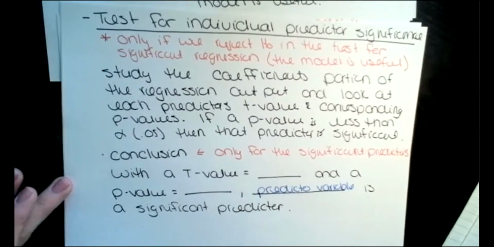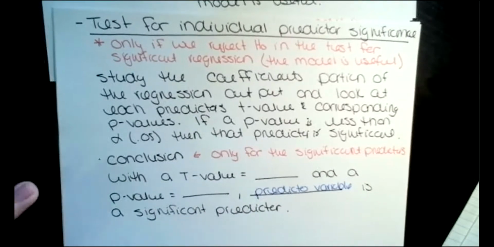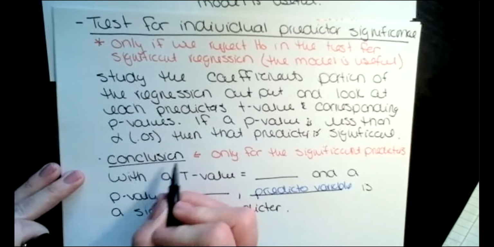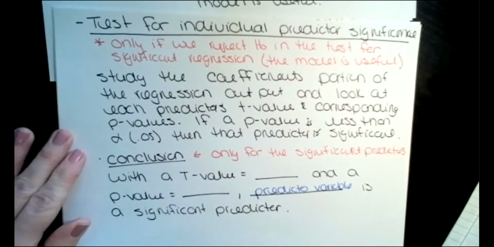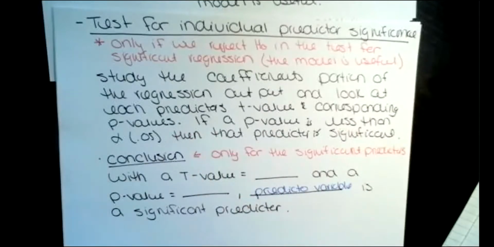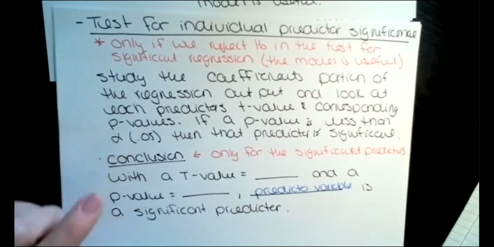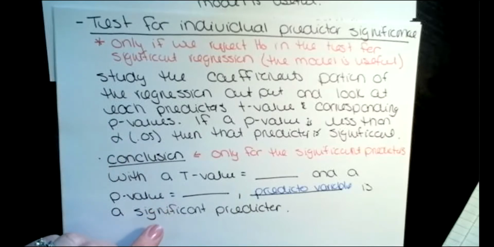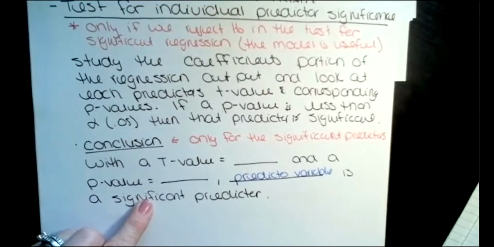Okay. And we're only doing this for predictor variables that are significant. Well, how do I know if it's significant? It's significant if my p-value is less than alpha. So you're going to quickly look through them and pick out the ones that are less than alpha, which means they're significant. That is a predictor variable that actually has a nice linear relationship with my y. Okay, so that's what we're going to do today.